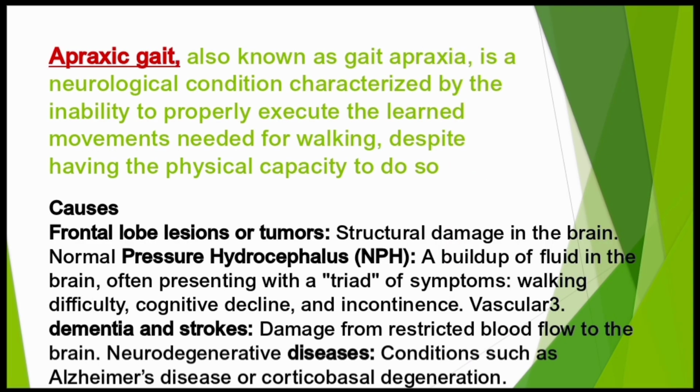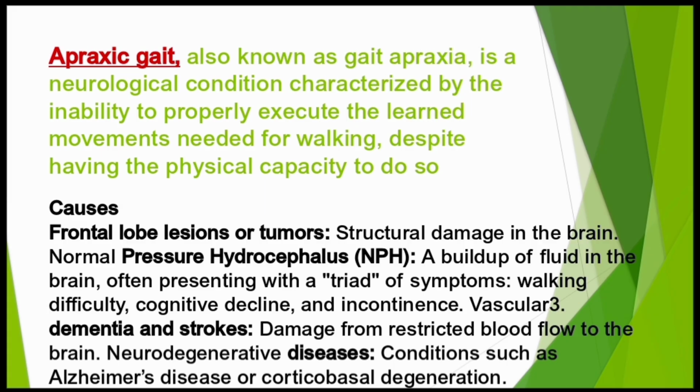Next one is apraxic gait, also known as gait apraxia. It's a neurological condition characterized by the inability to properly execute the learned movements needed for walking, despite having the physical capacity to do so. Causes include frontal lobe lesions or tumors, that is structural damage in the brain. Then the main cause is normal pressure hydrocephalus.